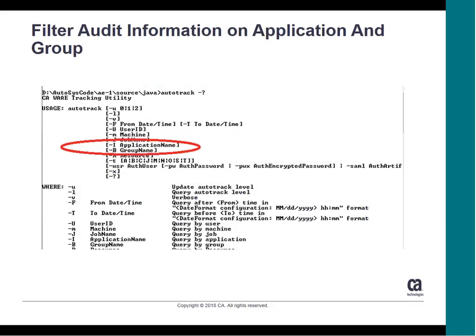Finally, audit information on application and group. We have added 2 new options for filtering the audit information based on the application name and group name. So -I is added for applications and -B is added for groups. You can now get a listing like you used to do for machines or jobs, things like that.